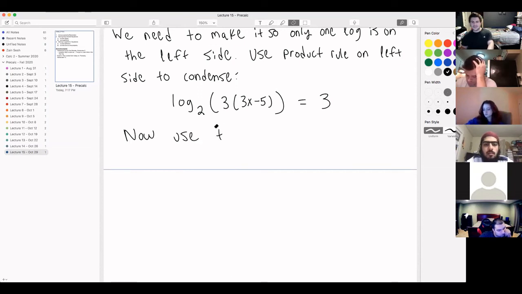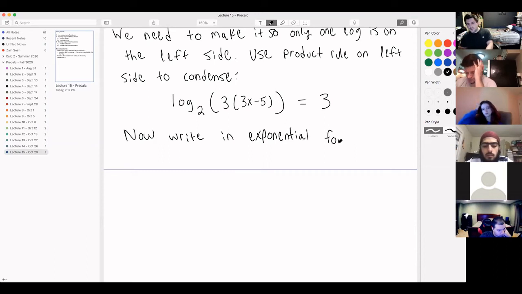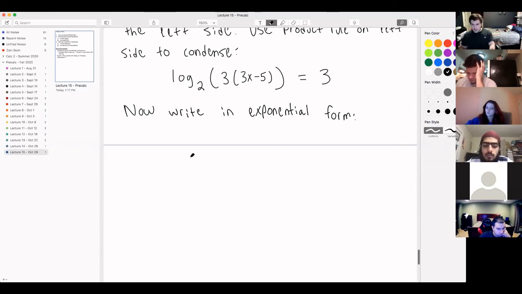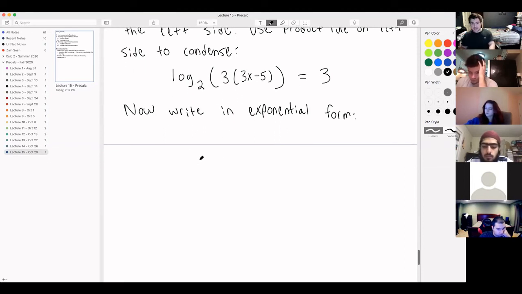I use the definition, but I actually just rewrite in exponential form. Okay, good. So we have the base of 2. Just use the conversion from log to exponent. You will get 2 to the third is equal to 3 times 3x minus 5.